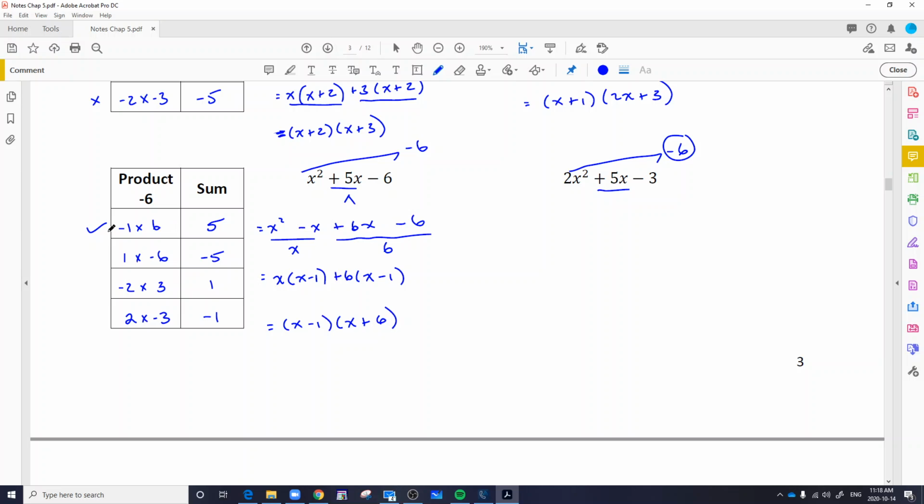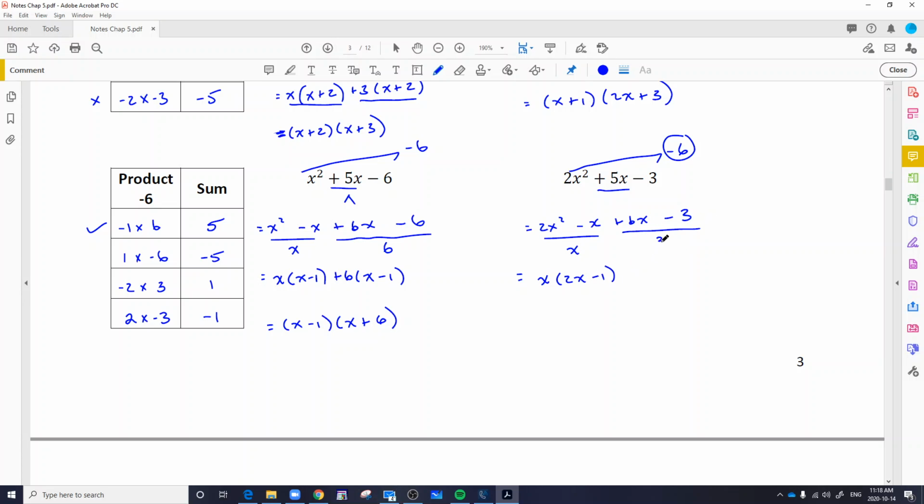All right, this one again, we're going to do AC, same target number, same sum. So it's going to be this combo again. So this one, I'm going to write 2x squared, minus x plus 6x minus 3. Then I'm going to factor by grouping. So out of the first group, I'm going to take an x, and I'm left with 2x minus 1.